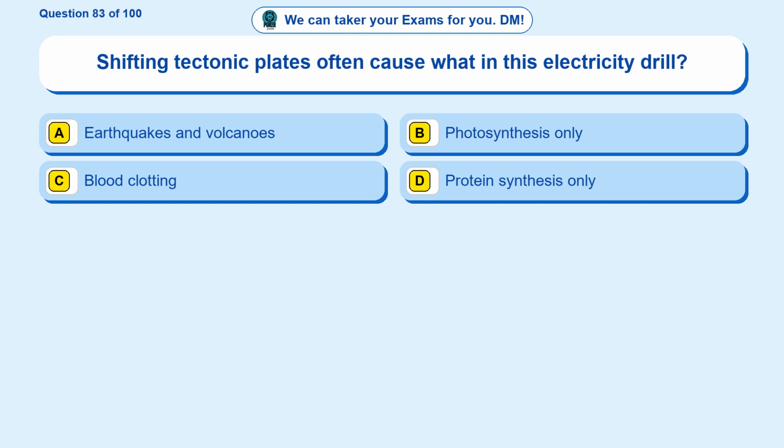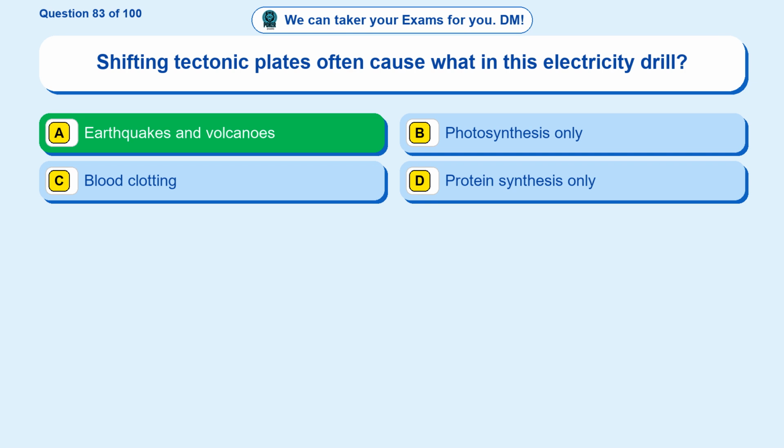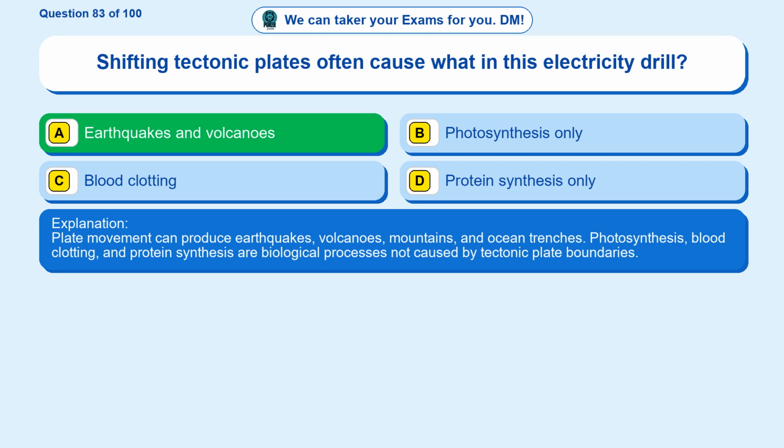Question 83. Shifting tectonic plates often cause what in this electricity drill? Option A earthquakes and volcanoes. Option B photosynthesis only. Option C blood clotting. Option D protein synthesis only. The correct answer is option A. Earthquakes and volcanoes. Plate movement can produce earthquakes, volcanoes, mountains, and ocean trenches. Photosynthesis, blood clotting, and protein synthesis are biological processes not caused by tectonic plate boundaries.